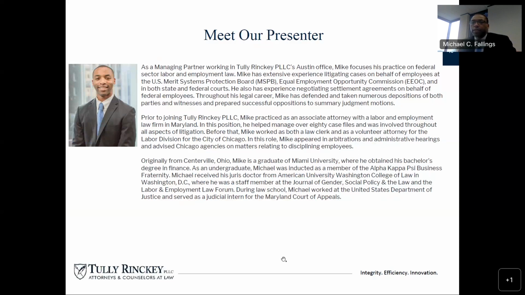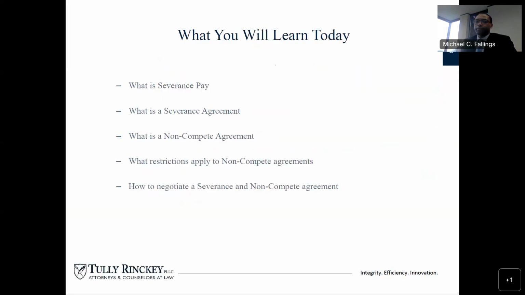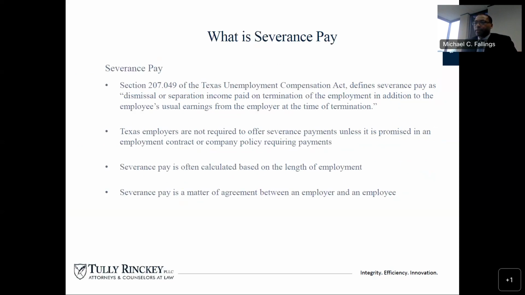And we can move on to the slide regarding severance pay. So severance pay. What is severance pay? Severance pay is defined under Texas law, specifically the Texas Unemployment Compensation Act, as a dismissal or separation income paid on termination of employment in addition to the employee's usual earnings from the employer at the time of termination. In other words, this means severance pay is monetary compensation paid to an employee upon their separation.